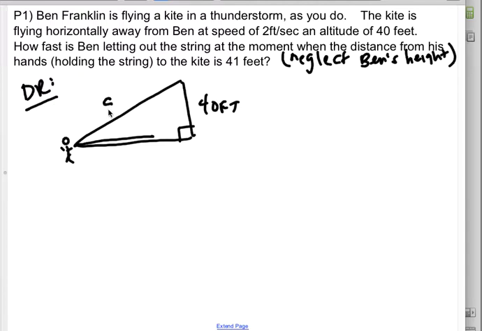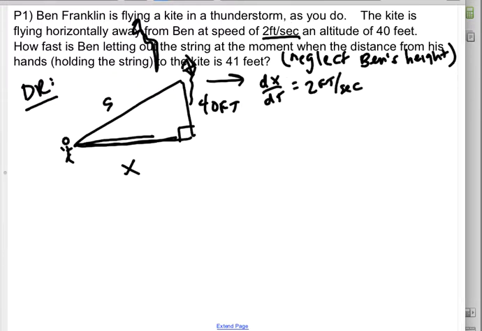I'm going to use S for string. I'll use X for the horizontal distance. Here's a kite. Whee! Thunderstorm, yay! I probably shouldn't write over the problem. It's fine. Okay. So the kite is flying horizontally, meaning dx/dt, the change in the horizontal position, is 2 feet per second away from Ben.